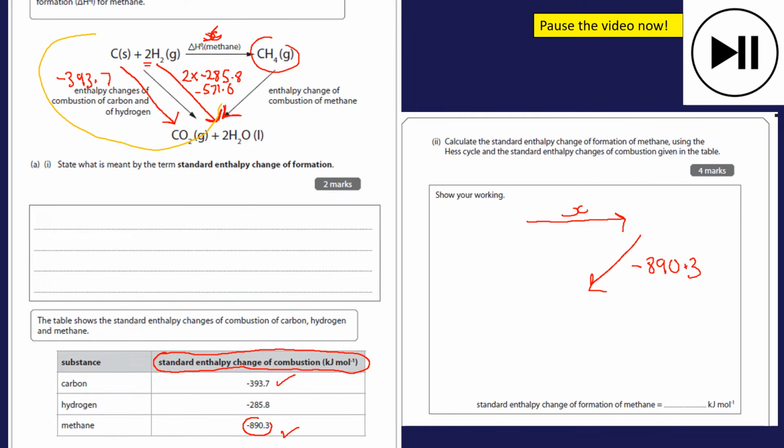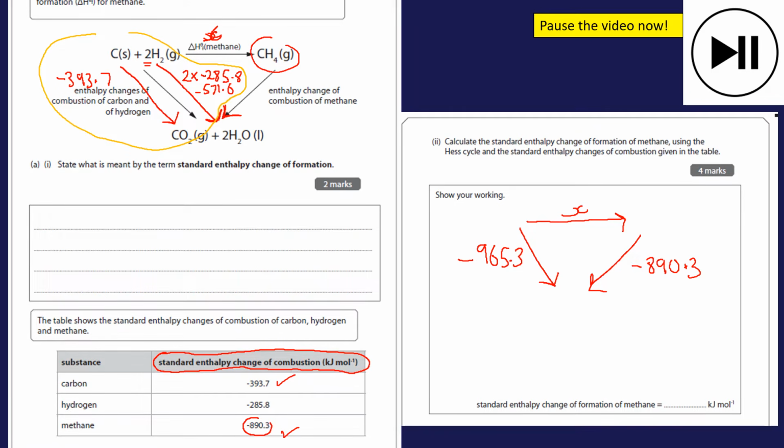Now what I need to do is tidy up this section here, because this is quite messy. There are 2 arrows here, and when I come back to my triangle on this side, I only want 1 arrow. So I'm combining those 2 arrows. It's 571.6 and 393.7. If I combine those 2 arrows, I end up with minus 965.3. So all I've done is combine those 2 arrows into 1.